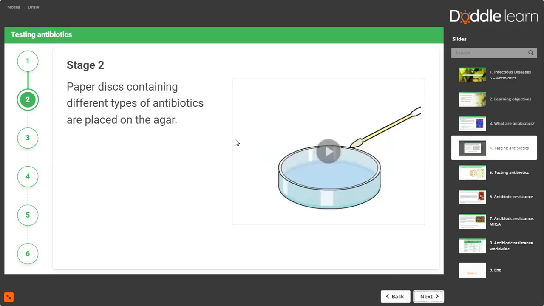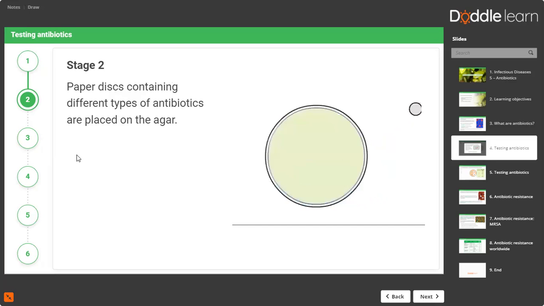What we then will go and do is we get some paper discs, and they contain different types of antibiotics. And we place these on the agar dish. So we're growing the bacteria, we get these paper discs containing different types of antibiotics, and we place them onto the agar tray. We place them out generally very symmetrically. We'd normally only do no more than 4, with equal distances between them.